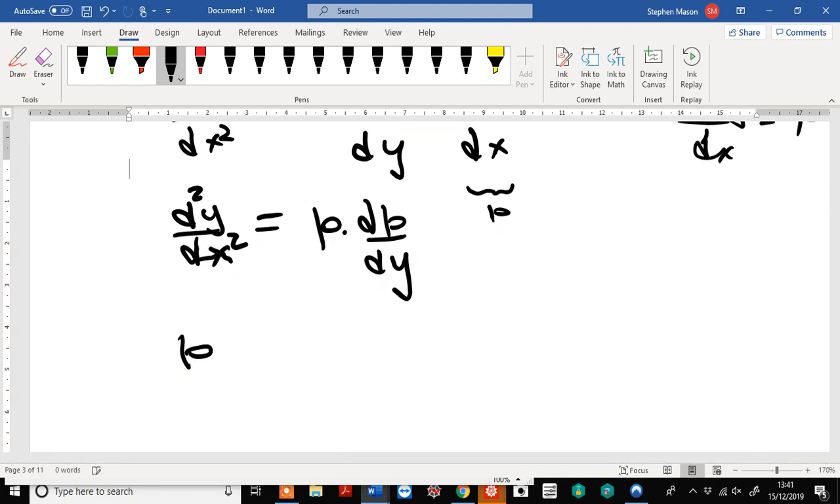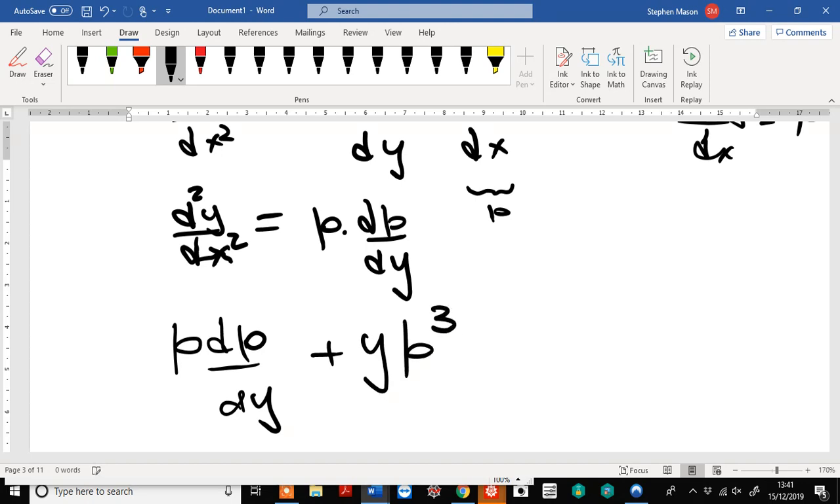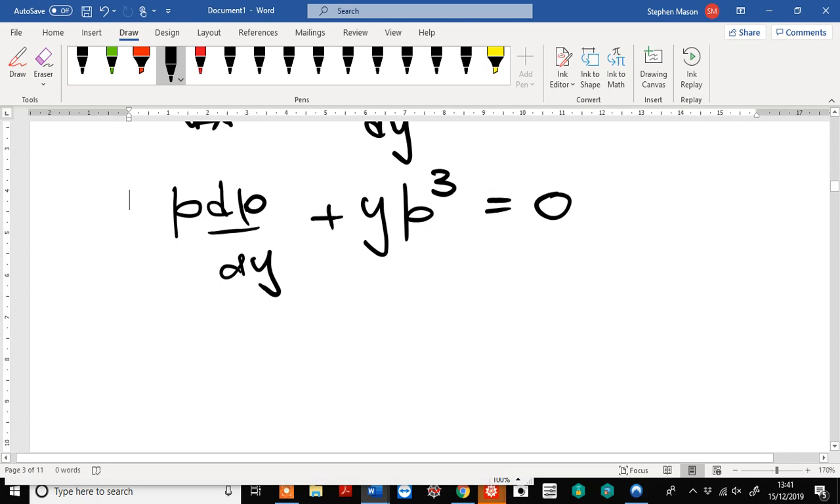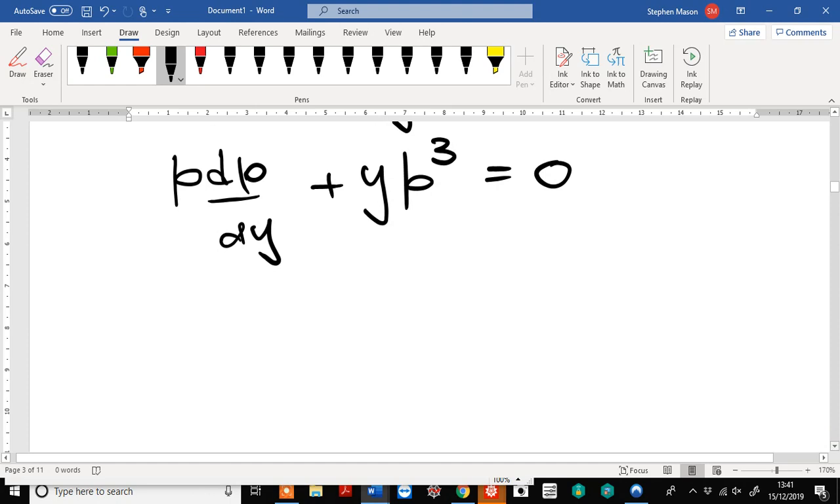p dp by dy plus yp cubed equals 0. Now, again, this might look a bit more complicated, but hopefully not so complicated that you haven't met this type of equation before. What I'm going to do first is factorise a p out of this equation.